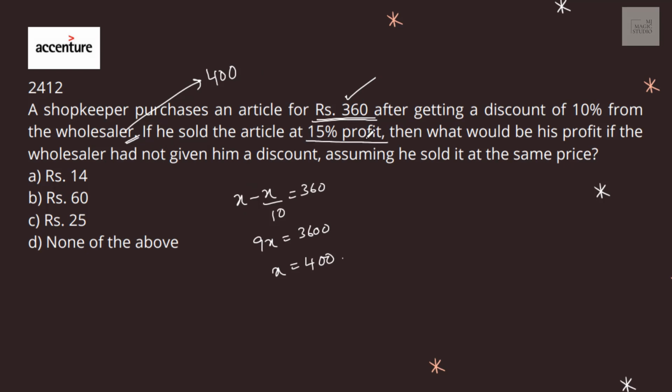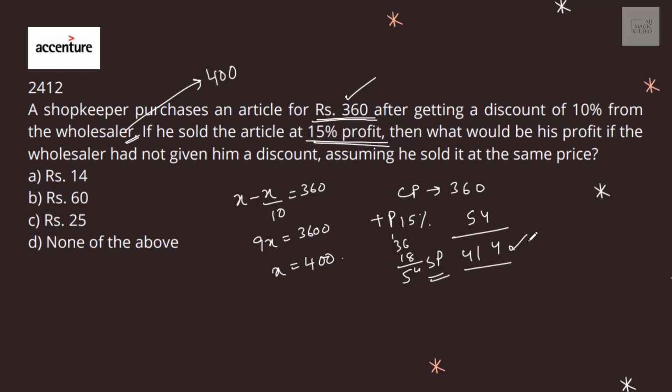If he sold the article at 15% profit, now the cost price to the shopkeeper is 360. He's adding profit of 15%. 15% of 360 is 36 and 18, 54. So that will become 414. Selling price of the shopkeeper is 414. Then what would be his profit if the wholesaler had not given him a discount? Assuming he sold it at the same price.